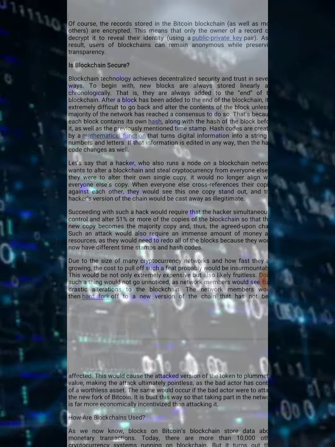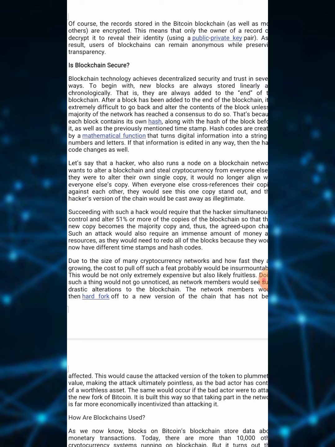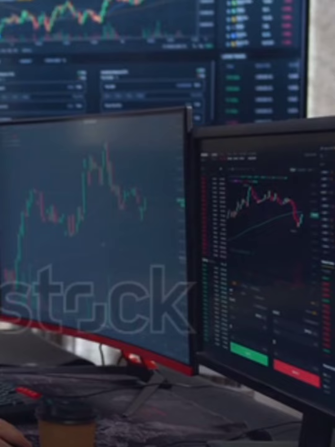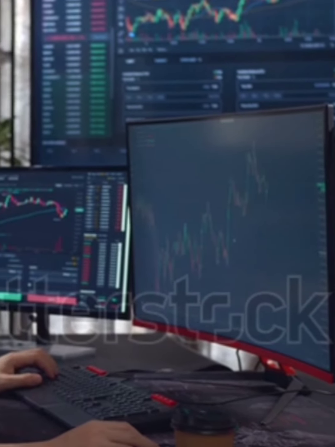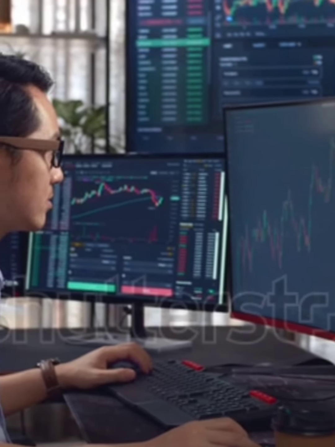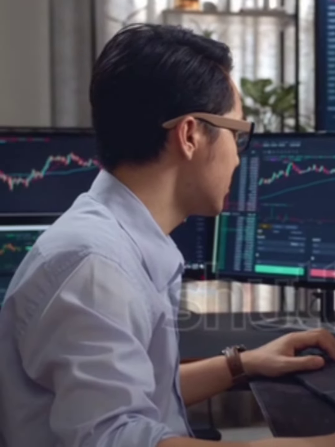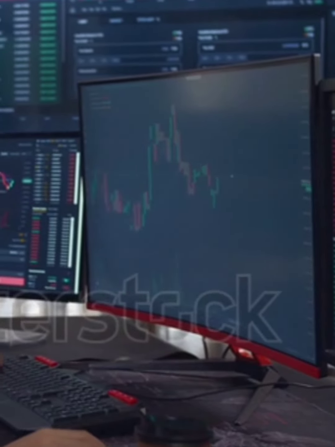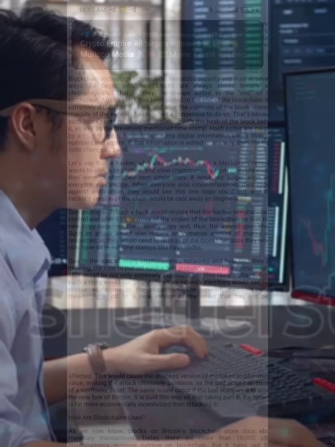Let's take it this way. Imagine a hacker who runs a particular node, or who has a particular computer registered within a particular network, wants to alter the blockchain and steal currency from everyone else.